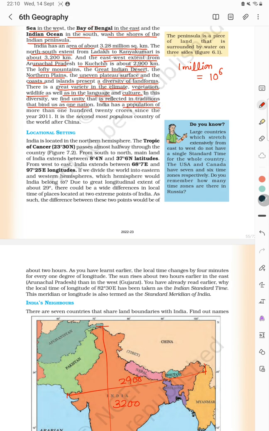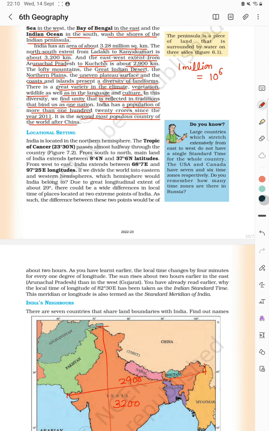India has a population of about more than 120 crores since year 2011. Now it is around 135 crore approximate. It is the second most populous country of the world after China.